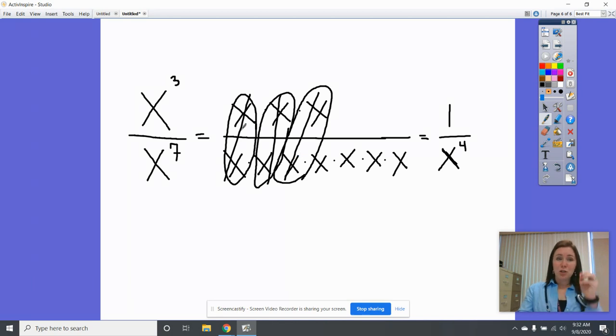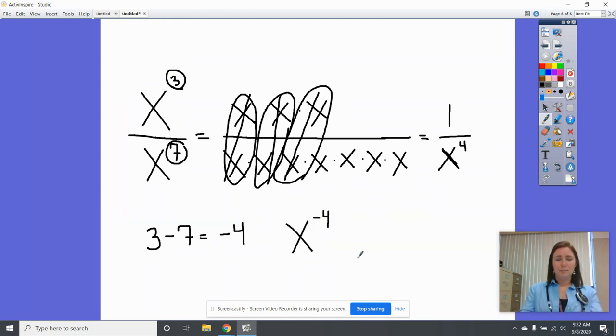But there's a fast version. The fast version is we're going to subtract the exponents: the top exponent minus the bottom exponent. So in that case, this is 3 minus 7, which gives us negative 4. Well, if we had done it that way, then we would have x to the power of negative 4.